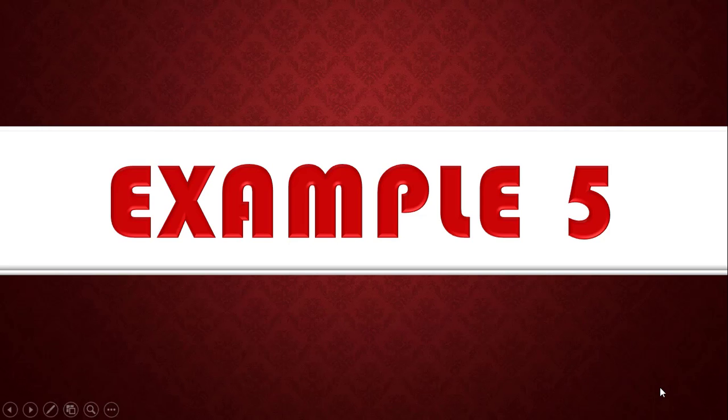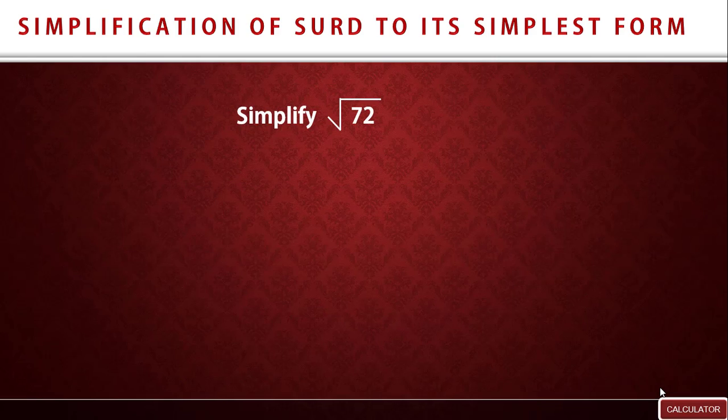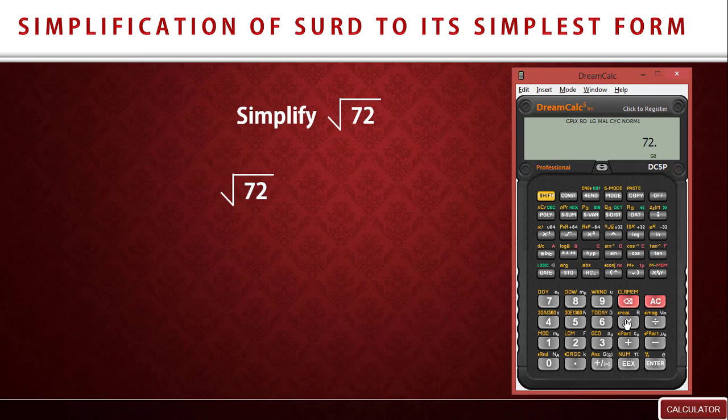Okay, let's look at example 5. Simplify the square root of 72. So we are simplifying the square root of 72. So we need to break this 72 into two numbers. The first thing you need to do is check the smallest number that can go in 72 apart from 1. You can use your calculator to do that. 72 divided by 2, because 2 is the smallest number that can go in 72 apart from 1, gives us 36.